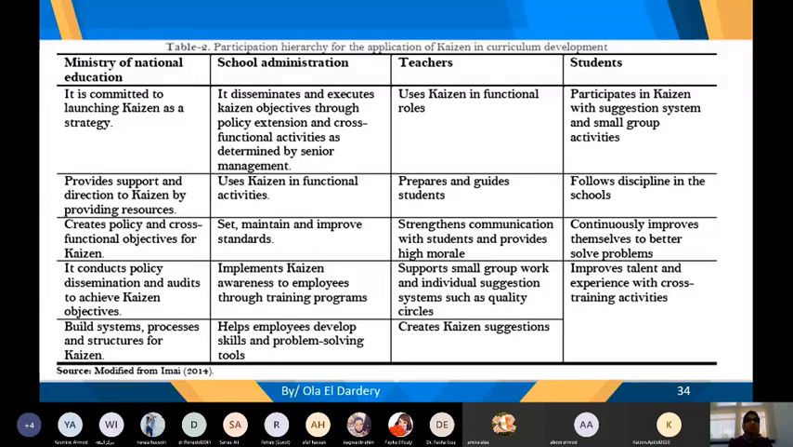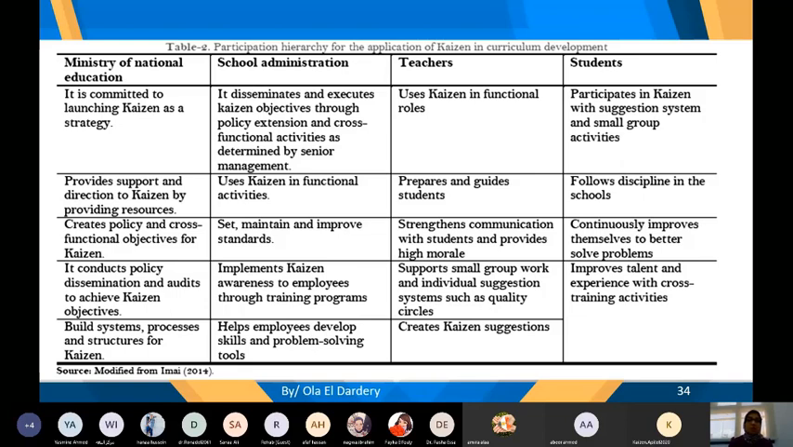All right, so what do they need to do? They have to be committed to launching Kaizen as a strategy. They can't just go to a press conference and say, we're going to implement Kaizen. No, they have to be committed, which means they have to provide support and the plan and set certain policies. So provide support and direction for the Kaizen, provide resources, and create the policies and cross-functional objectives for Kaizen. They can also conduct the policies and administration, audit the Kaizen process, and build the system and process for Kaizen.